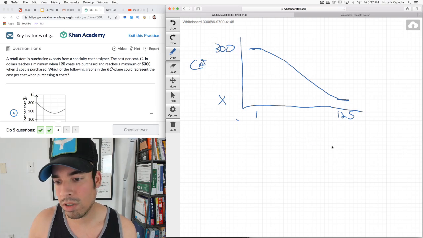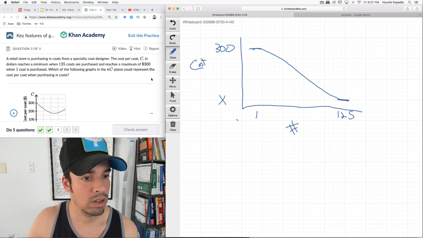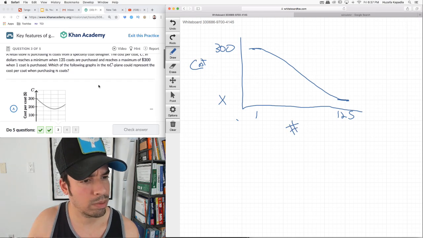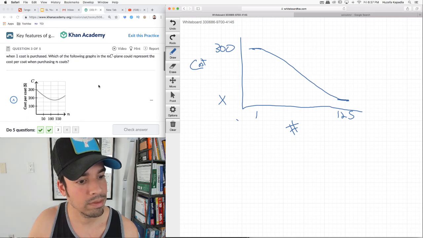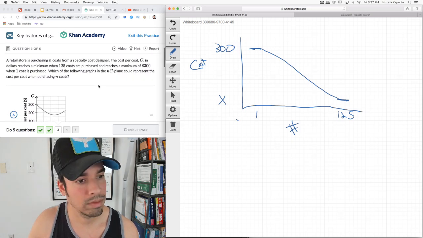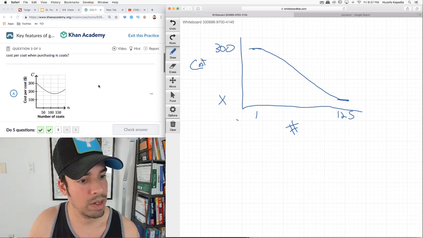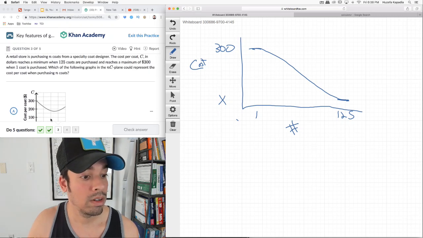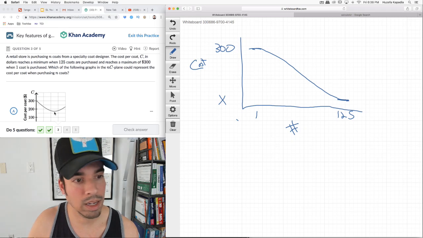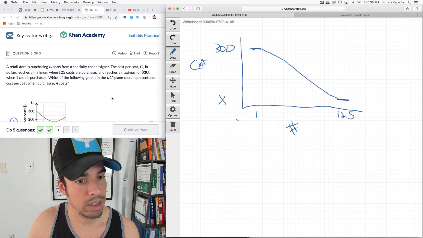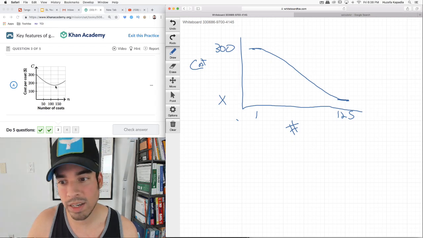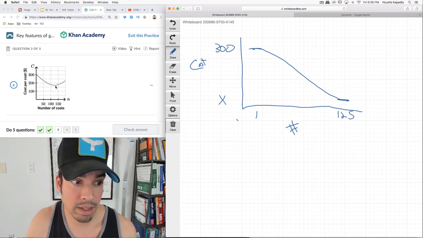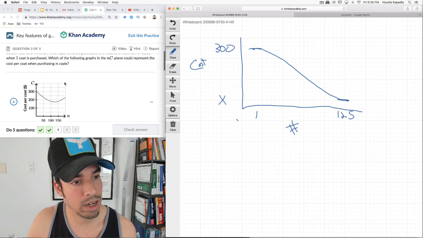So this is coats and this is cost per coat, C. Let's not make it coats because they're both C. Let's say number of coats represents the cost per coat when purchasing n coats. The minimum at 125. This seems like it makes sense. It's a maximum when one coat is purchased, which is about this, a minimum right here. And then I guess the cost per coat could start rising after that.